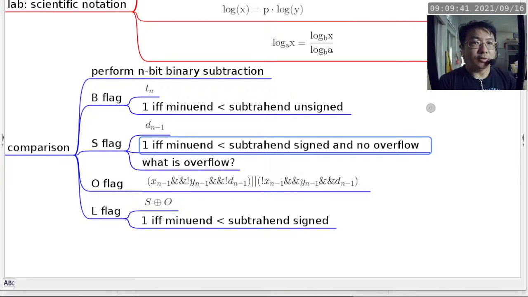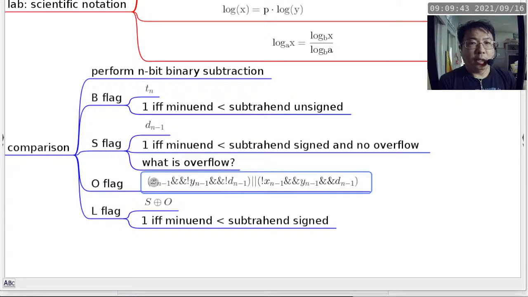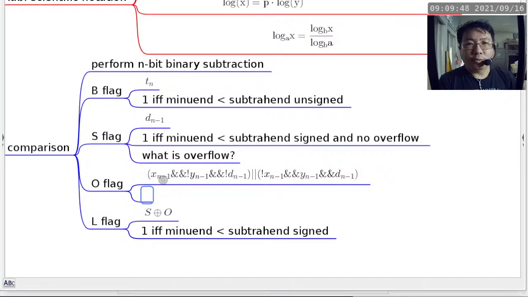So we're going to have to talk about what overflow is. This is how overflow is defined. And this time I use the ampersand, ampersand, and the bar, to indicate conjunction and disjunction, because there seemed to be a confusion of are we multiplying?